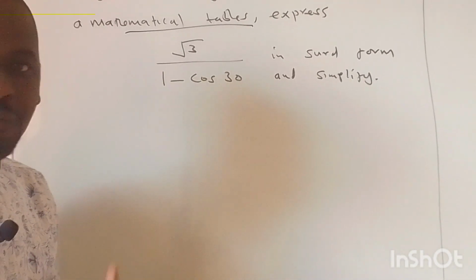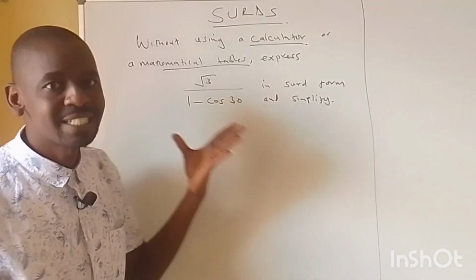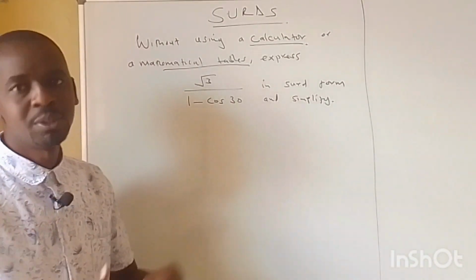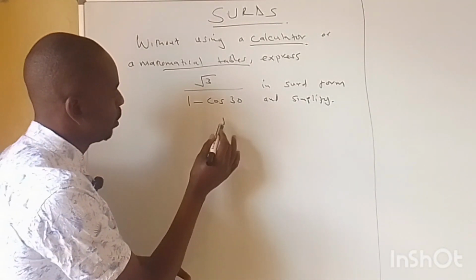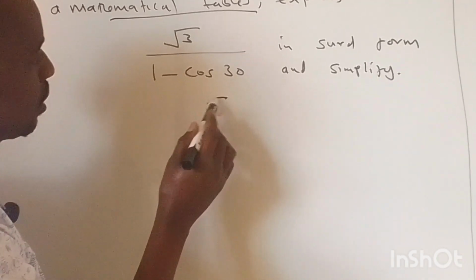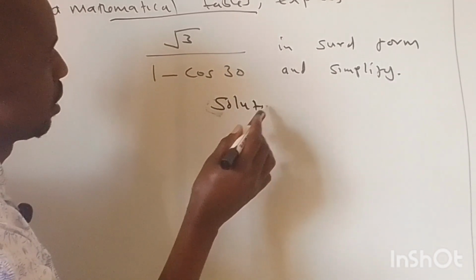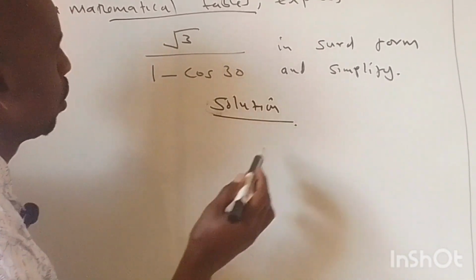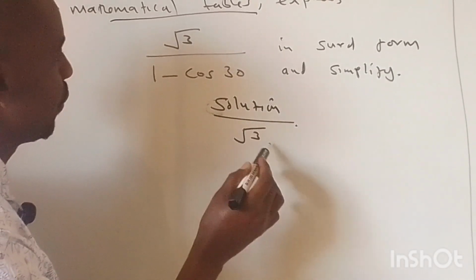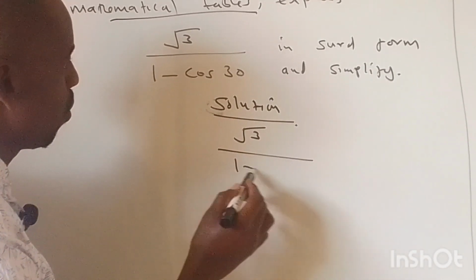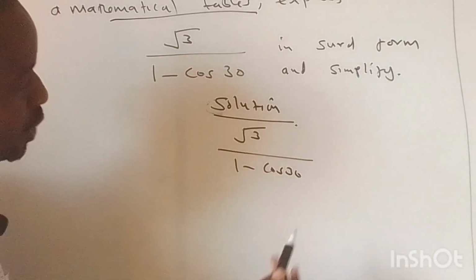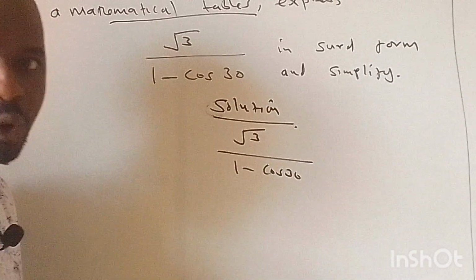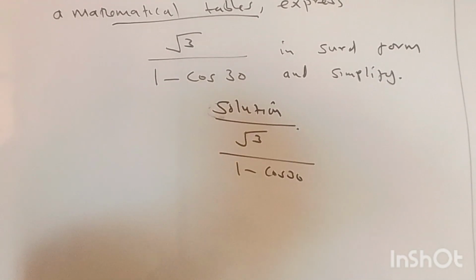You put it in the surd form, and then now you simplify. So let's look at it. Solution. Root of 3, this is 1 over cos of 30. So that means we need to express the cosine of 30 in surd form.